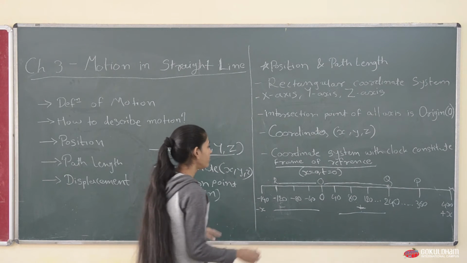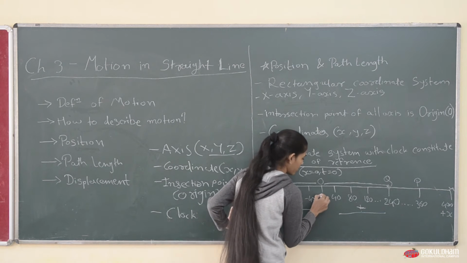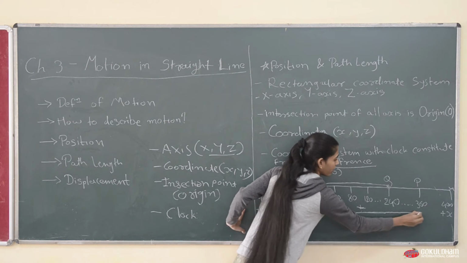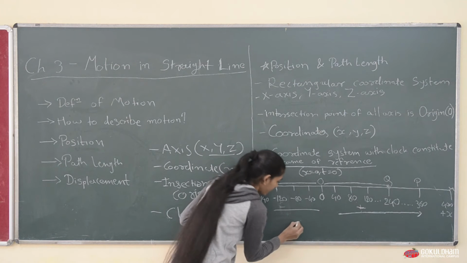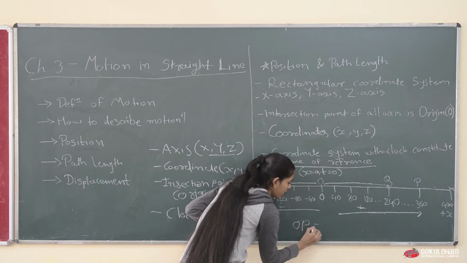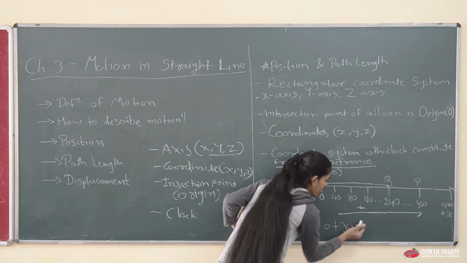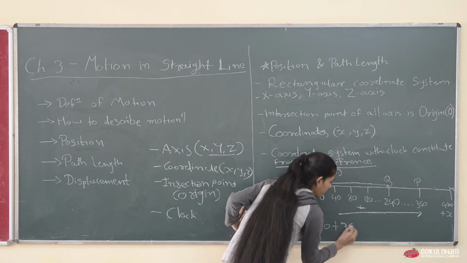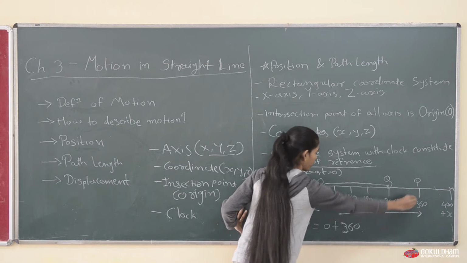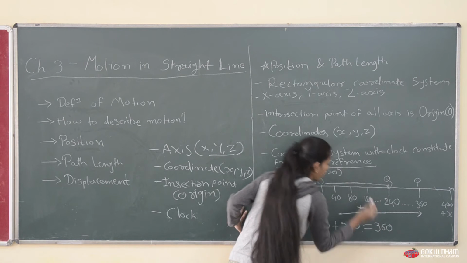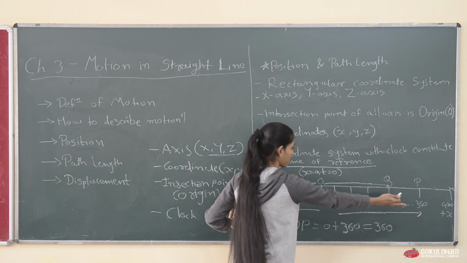For example, our car starts from position O. It moves from O to P. So the path length covered from O to P is equal to 0 plus 360, means it is covered starting from 0 up to 360. So the value of our path length will be 360 as the car covered this much distance.